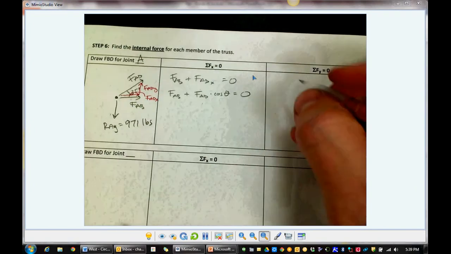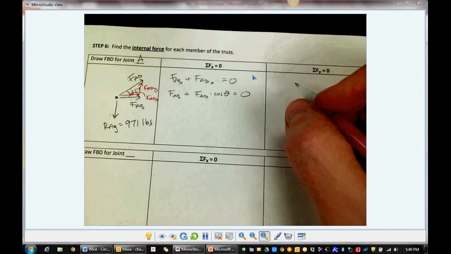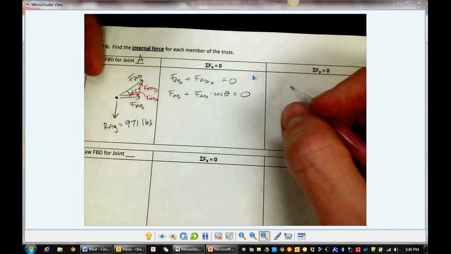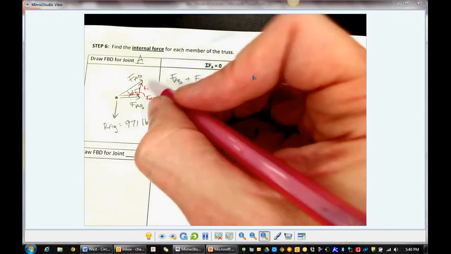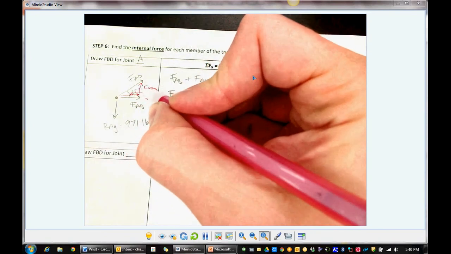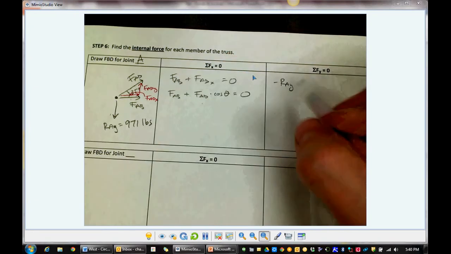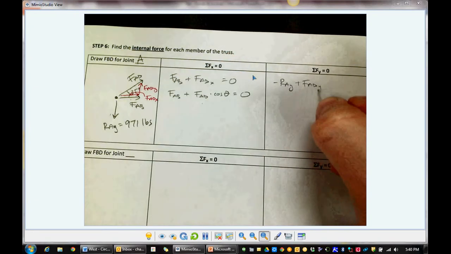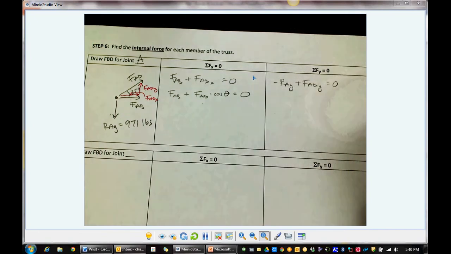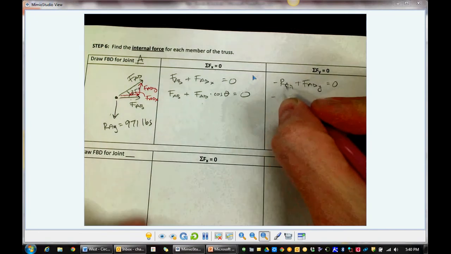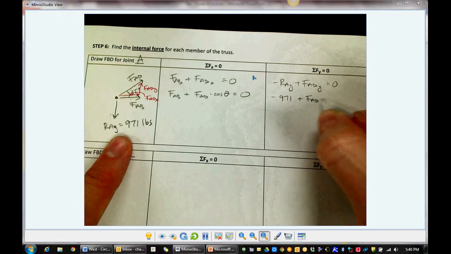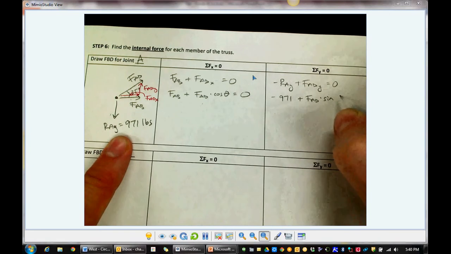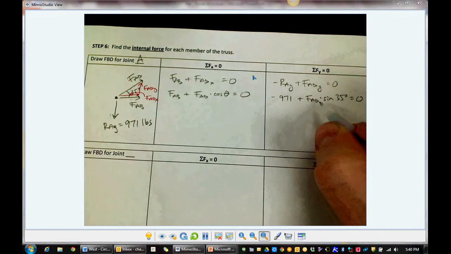All right, in the y direction, what do we have? Let's see, we have RAY, and that's pointing downward. That's the negative direction, so negative RAY. And part of FAD is in the y direction. Its y component is pointing up, so plus FAD's y component. All right, let's substitute our values. RAY is 971. FADY is FAD times the sine of theta, and theta is 35 degrees.